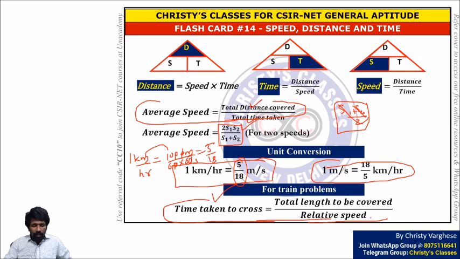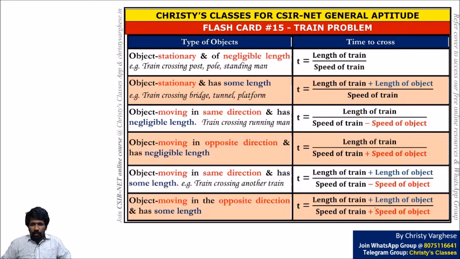And in typical train problems, this is the scenario in most of the questions. Question will be telling something about time taken to cross. Time taken to cross means total length to be covered divided by relative speed. That also you have learned in school days. According to that, there are 6 different types that are possible in train problem, depending upon the nature of the second object, means the object the first object or train is trying to cross. There are 6 cases.